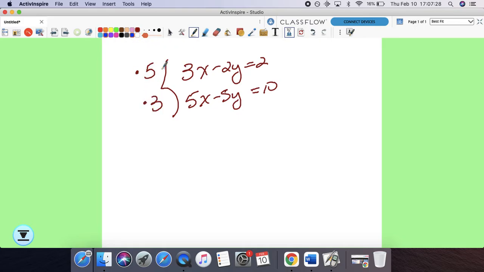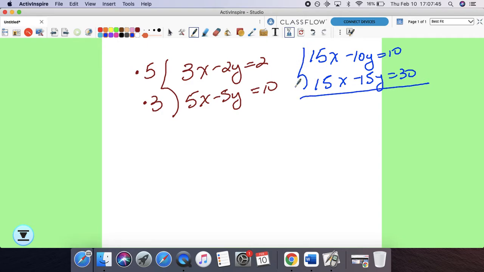So if I do that, the top line, I get 15x minus 10y equals 10. And the bottom, multiply the whole equation by 3, I get 15x minus 15y equals 30. I can now add or subtract, and in this case, because they're the same, I'm going to subtract. 15x minus 15x is 0. Negative 10y minus negative 15y becomes negative 10y plus 15y, which is 5y. And 10 minus 30 equals negative 20. Divide both sides by 5, and y equals negative 4.